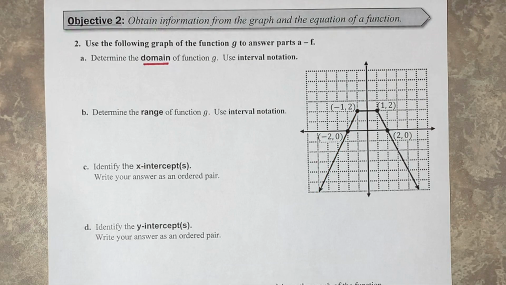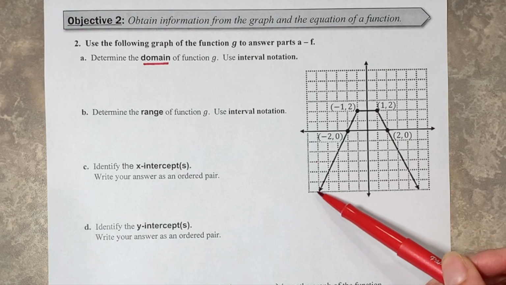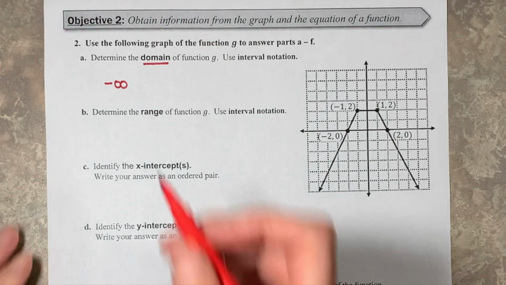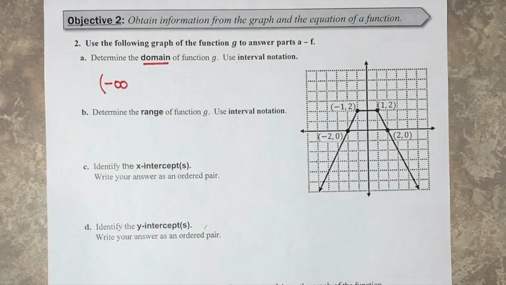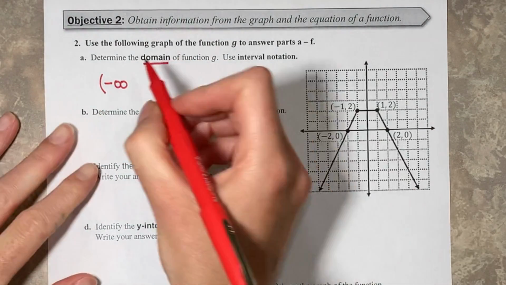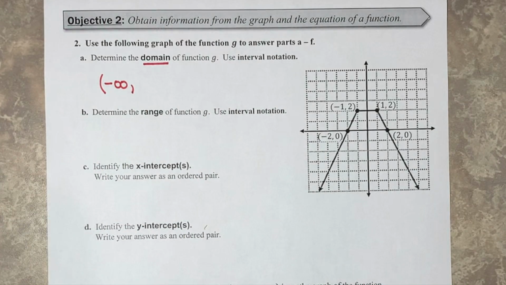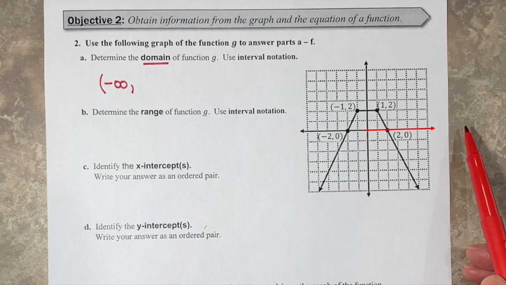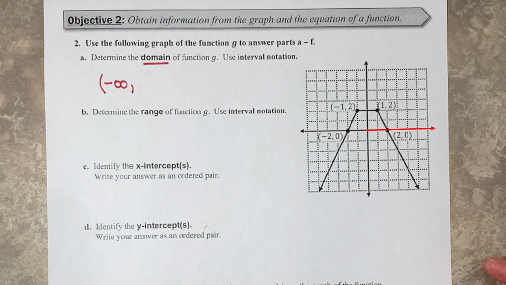So when you're asked for the domain, if your graph extends infinitely to the left, that means your lowest x value will be -infinity. And for interval notation next to -infinity, we always use parentheses. And then we'll list a comma, and then we'll list the highest x value on our graph. Remember, as you move to the right, the x values get higher and higher and higher. So to find the highest x value, we want to find the rightmost point on our graph.